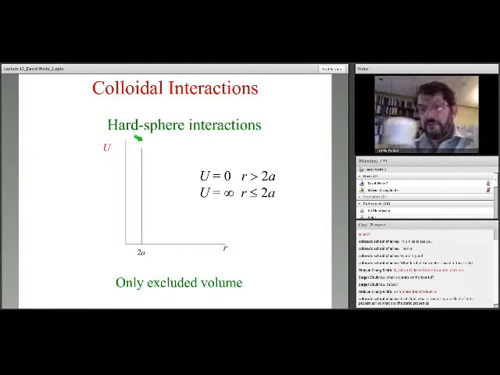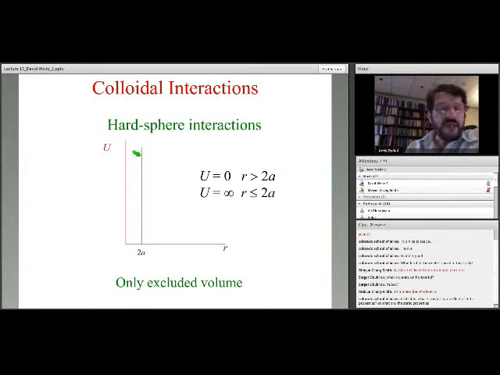So the hard sphere interaction refers to the fact that there's an infinite repulsive interaction when they touch, and there's no interaction anywhere else. So this is a sort of idealization. You really can't have something that has such a short-range interaction, but in many cases we can come very close to this. And this is something that's very easy to model with computer simulations, so it's something that's very widely studied.